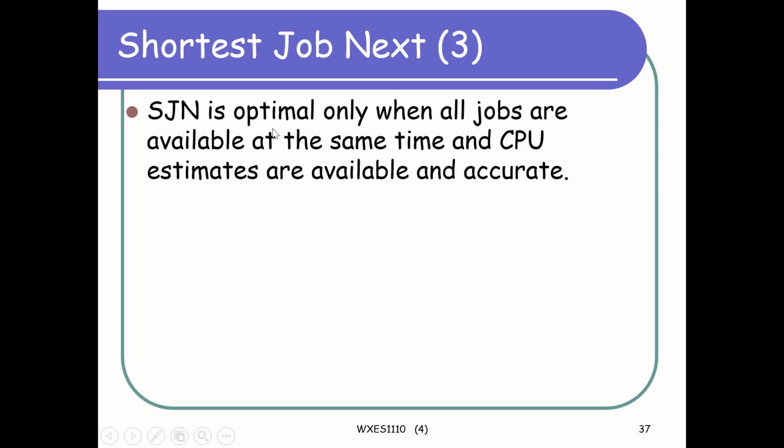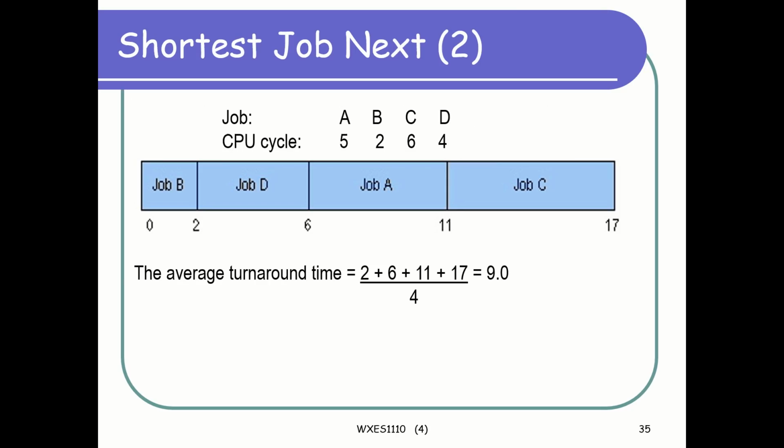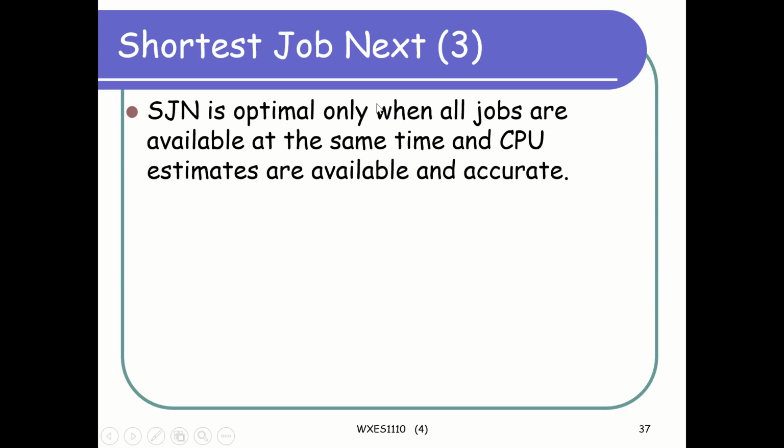SJN is optimal only when all jobs are available at the same time and CPU estimates are available and accurate. Meaning that, let's say you have jobs A, B, C, D. Let's say job A arrives first. It will do job A first until it finishes, so it depends on which job arrives first as well. But if the jobs arrive almost at the same time, it will choose the shortest one first. So it's only optimal when all jobs are available at the same time and CPU estimates are available and accurate.